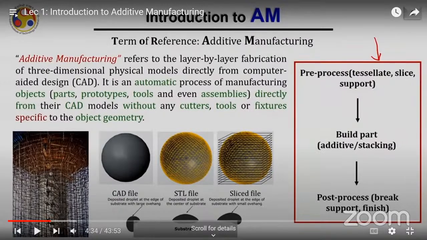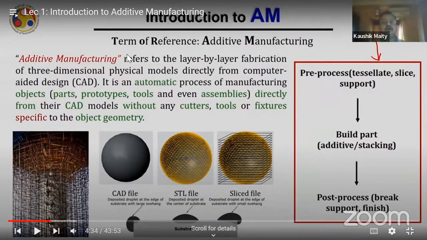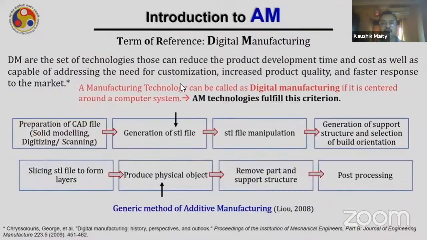Now it's very simple: we do the slicing part, then the building part and post-processing. A lot of people think that 3D printed parts can be used directly. Yes, in some cases it can be used directly, but in some cases you need some kind of post-processing. Why post-processing? Because some support material is attached to the printed part that has to be removed, and you do that in post-processing. So we do that post-processing sometimes.